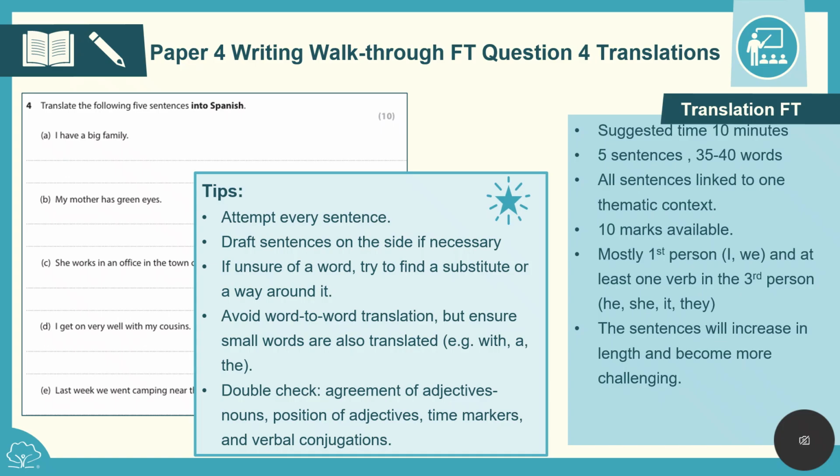The order of the words is not the same. To say black cat in Spanish is not negro gato, it's the other way around, gato negro. So those mistakes can happen, so make sure you check on those.